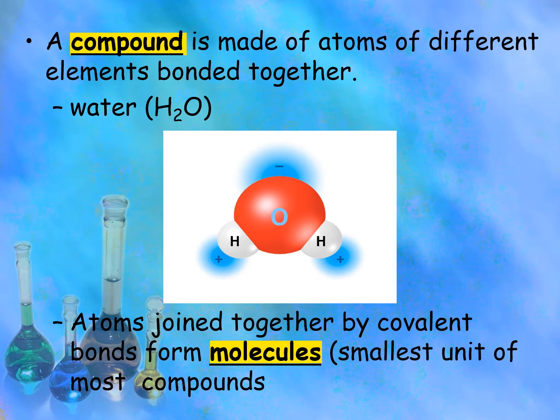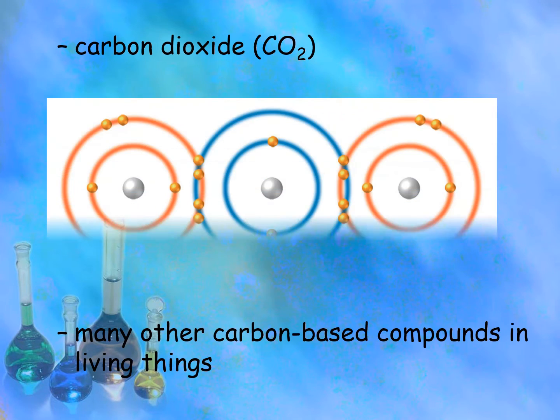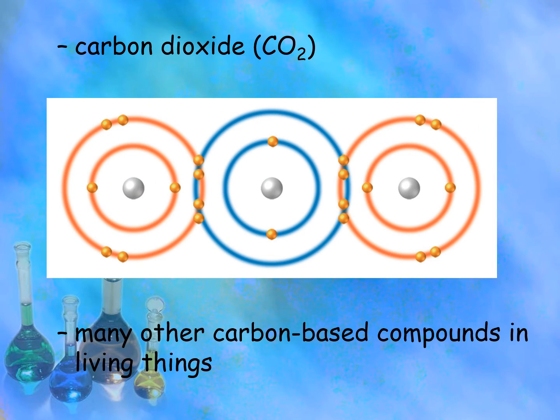Some more highlighting. Here's a diagram of carbon dioxide, another type of molecule. It's made of one carbon atom, you can see it in blue in the center, and two oxygen atoms, which are located on either side. Many other carbon-based compounds are found in living things. Carbon dioxide is definitely one of them. We will talk in a couple sections about these specific carbon-based compounds.